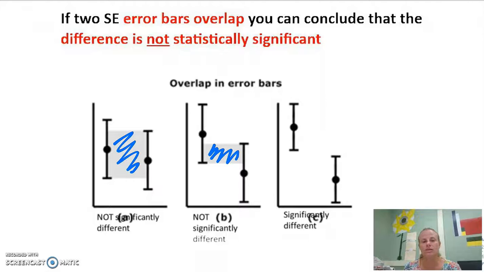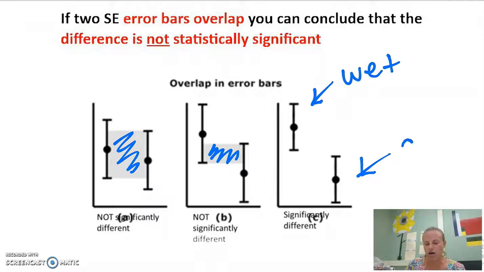But what does that mean with respect to our pill bugs? It means that there is no difference between their preference for wet or dry conditions. There's no statistical significance in their difference for either one of those conditions. However, if we look over here, let's say this represents wet and this represents dry, there is no overlapping error bars. That indicates that there was a statistically significant difference between whether the pill bugs preferred the wet environment versus the dry environment.